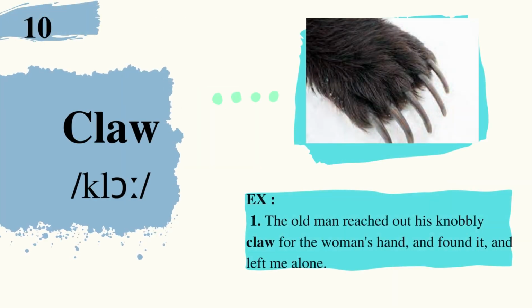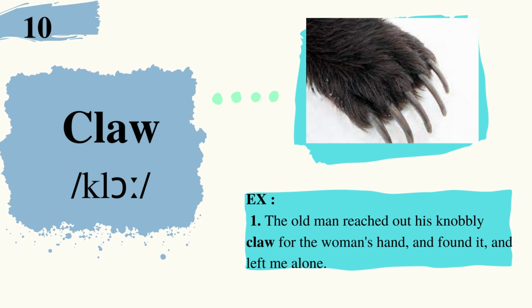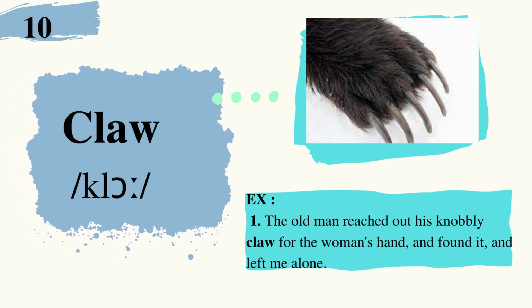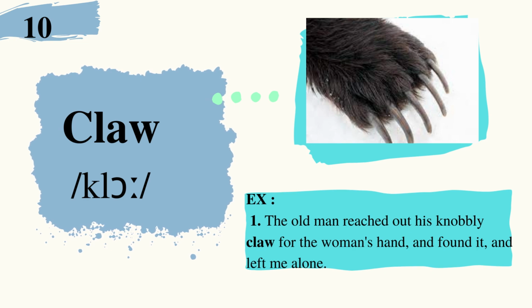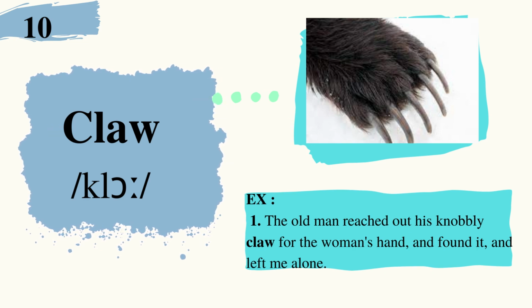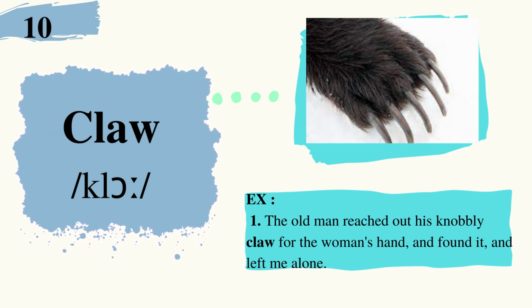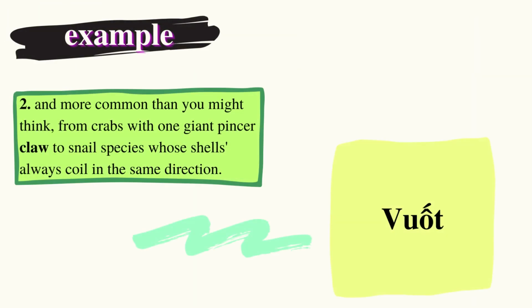10. Claw. Example. The old man reached out his knobbly claw for the woman's hand and found it and left me alone. And more common than you might think, from crabs with one giant pincer claw to snail species whose shells always coil in the same direction.